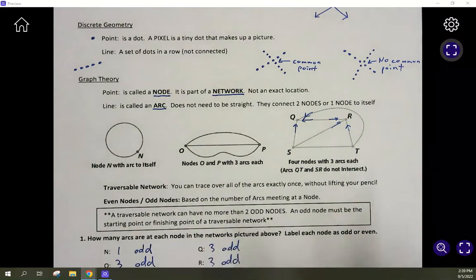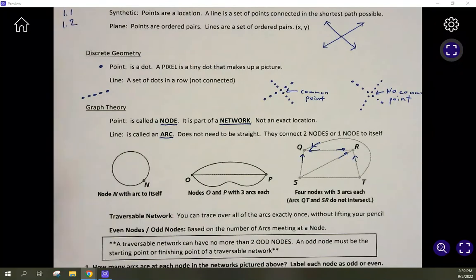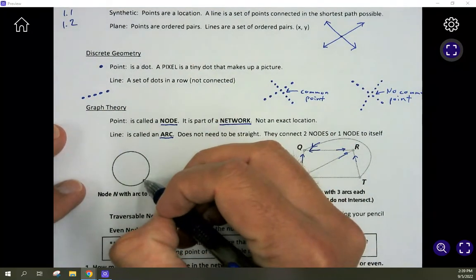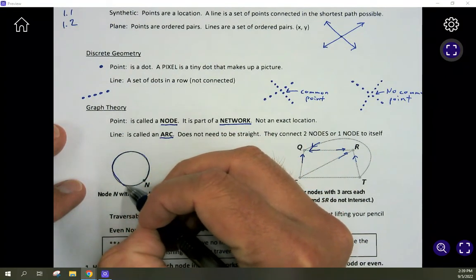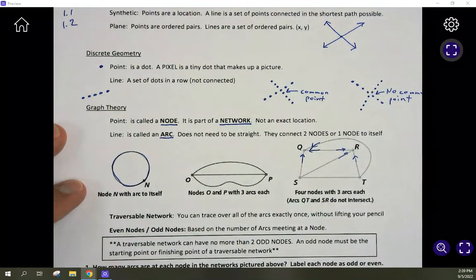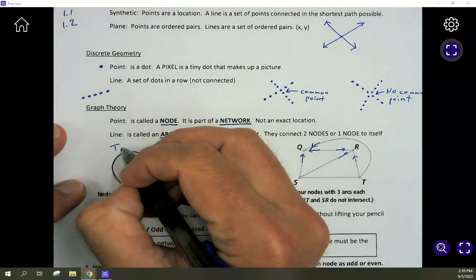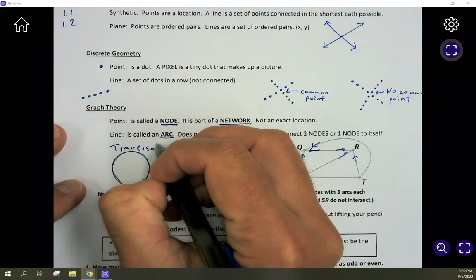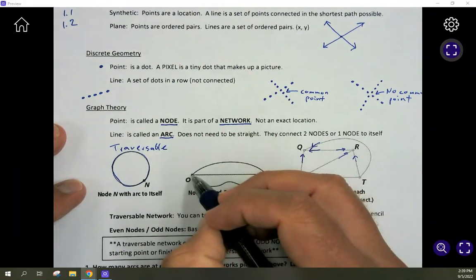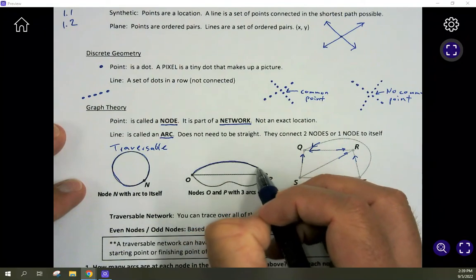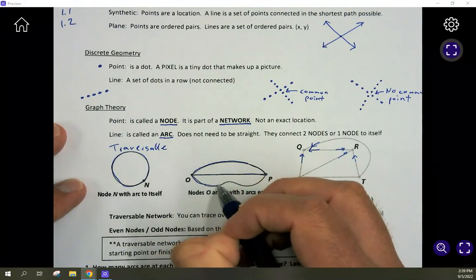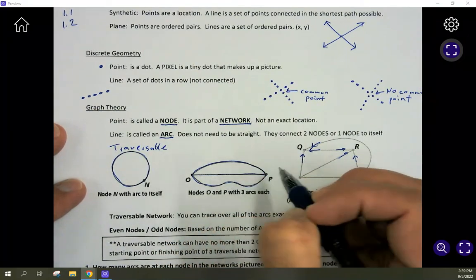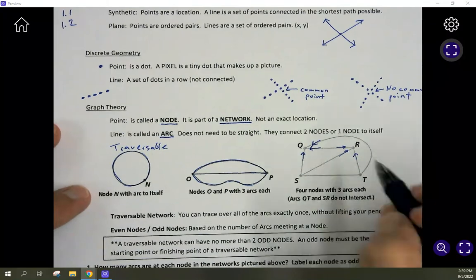So let's go back to these for a second and talk about if they're traversable or not. This first one is traversable. I can start here at N, and I can trace the entire network without overlapping any arcs. So this is traversable. This one I can start at O, and I can go all the way across, and then I can go here. So I can trace the entire network without overlapping any arcs.